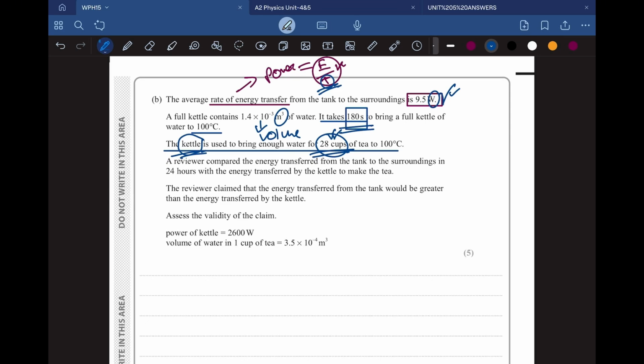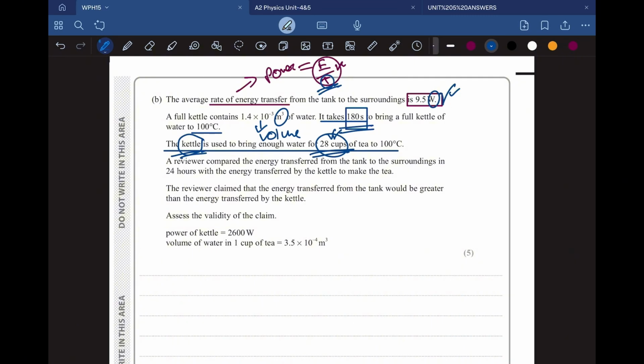They have only said the kettle is used. They didn't say that one kettle is used or two kettles are used. They said only the kettle is used to bring enough water for 28 cups of tea. So basically we will also have to figure out the number of kettles that they are using to bring enough water for 28 cups of tea to 100 degrees Celsius.